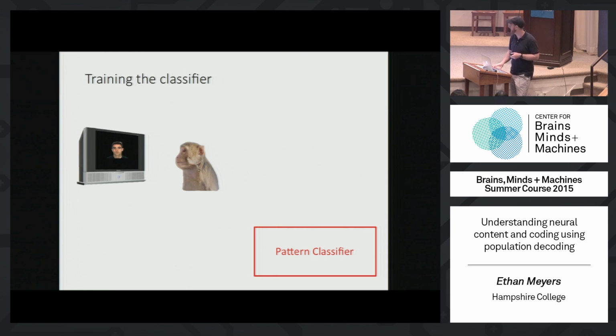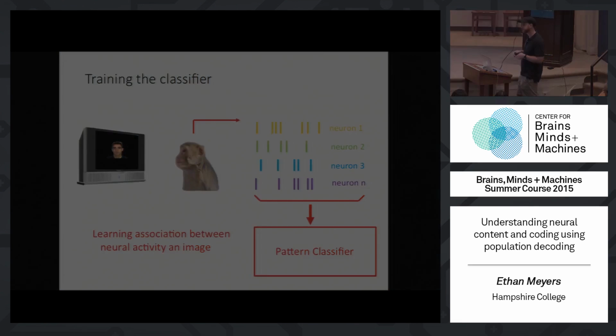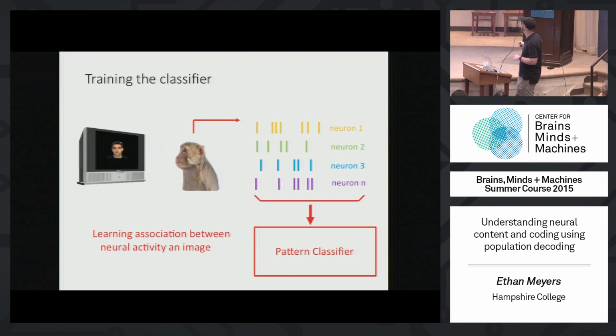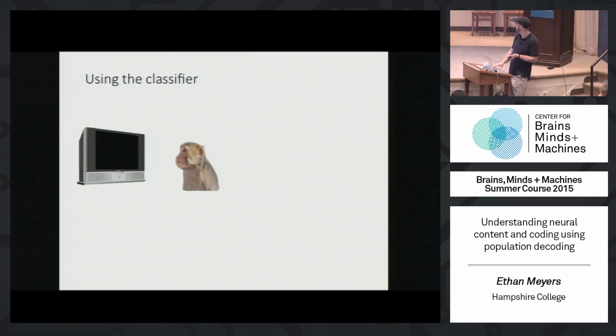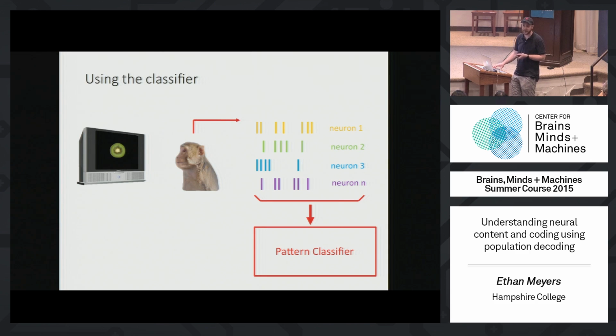Then we repeat that process with another image, get another pattern of neural activity out, feed that into the classifier, and again, it learns that association. We do that for every single stimulus in our stimulus set and for multiple repetitions of each stimulus. Once this association is learned, we test the classifier. Here we show another image, get another pattern of neural activity out, and feed that into the classifier. But this time, instead of learning the association, it makes a prediction. Here it predicted the kiwi, so we'd say it's correct.